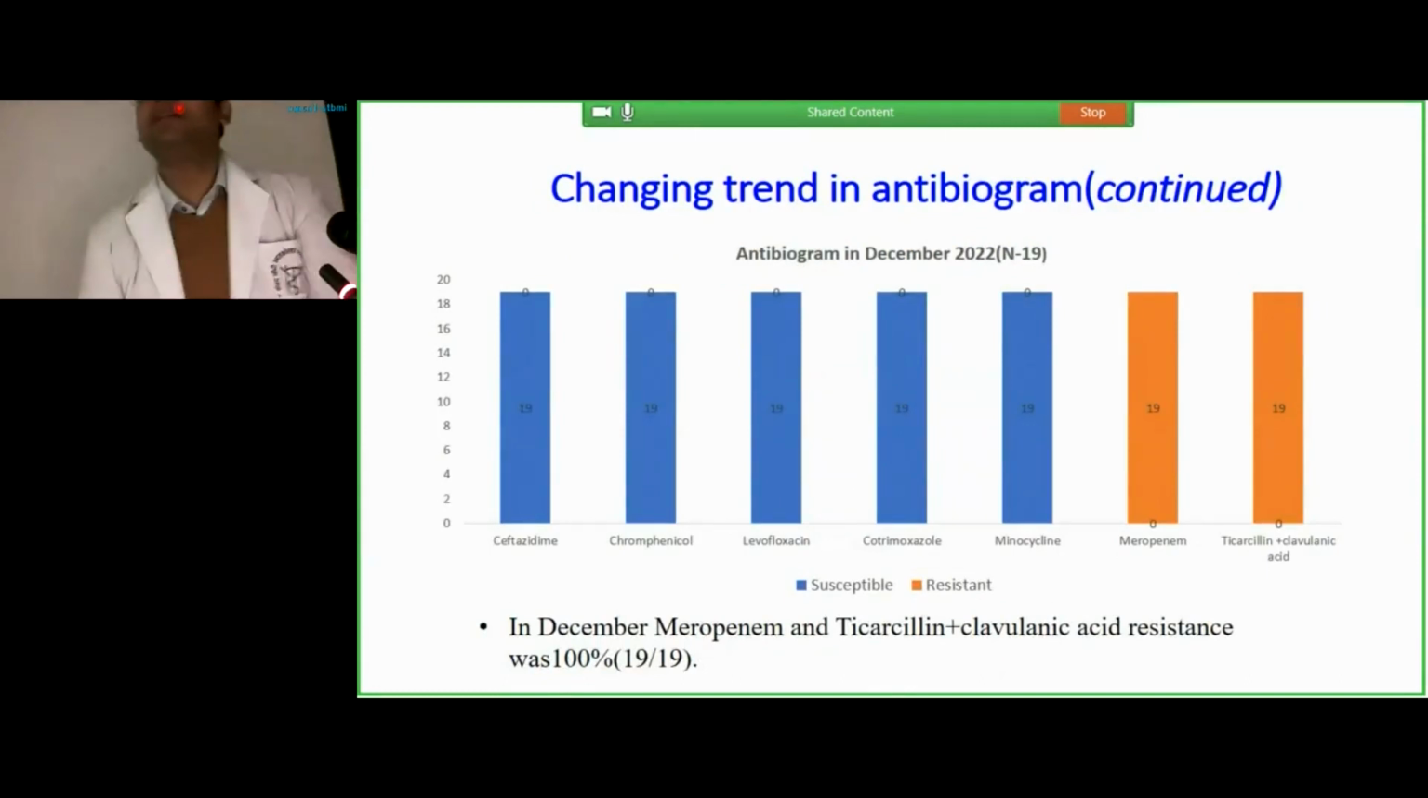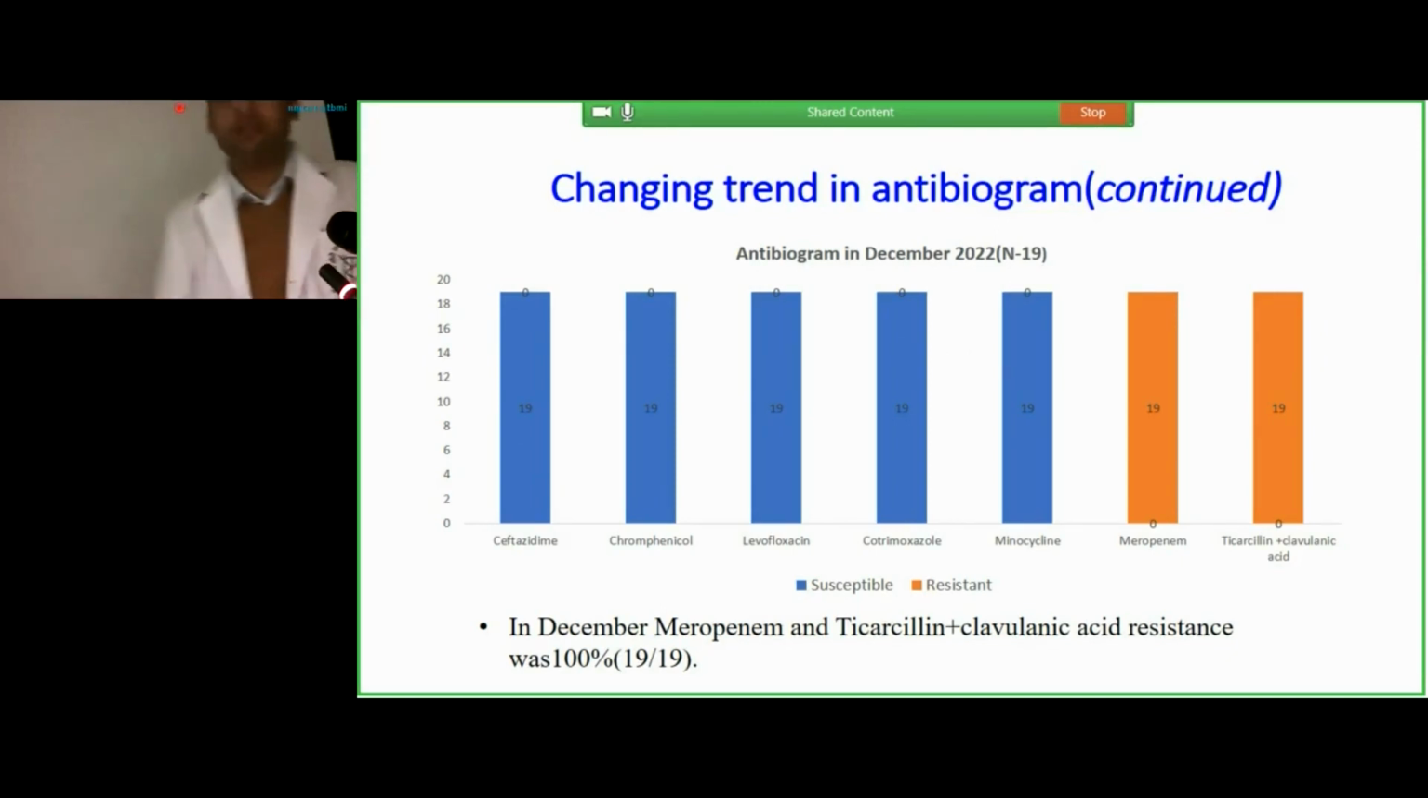Now if we compare this pattern with the month of December, decarbonylic acid was again found to be resistant to all the isolates, and meropenem continued to be 100% resistant to all the isolates. Other than that, ceftazidime, chloramphenicol, levofloxacin, cotrimoxazole, and minocycline were found to be 100% sensitive to all these isolates, which was seen in the month of November also.